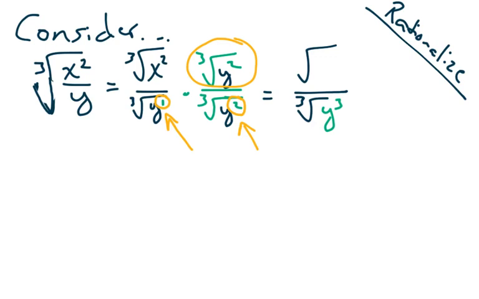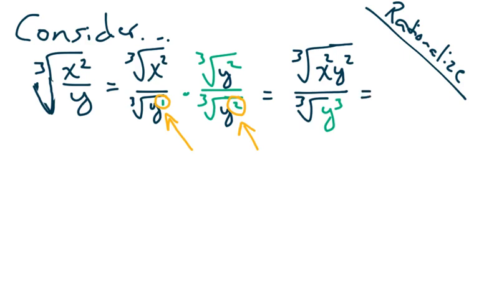But it doesn't have to be too tricky. The only thing that really changes here is that we had our x squared to begin with, and now we just bring this y squared along with it. So we multiply the top and bottom by the cube root of y squared.